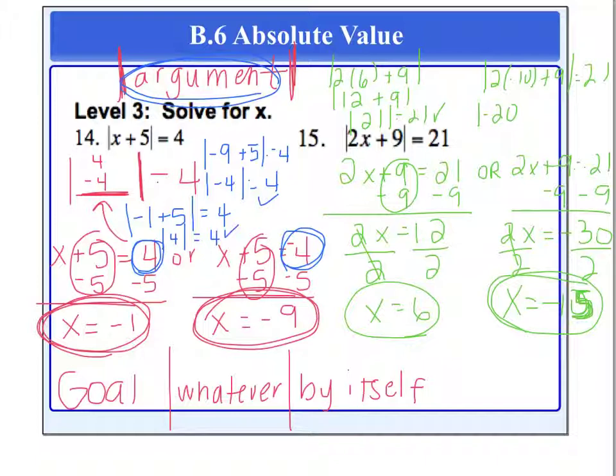So here we've got 2 times negative 15, which is negative 30, plus 9, which is going to be the absolute value of negative 21, which gives us 21. So it does check out.